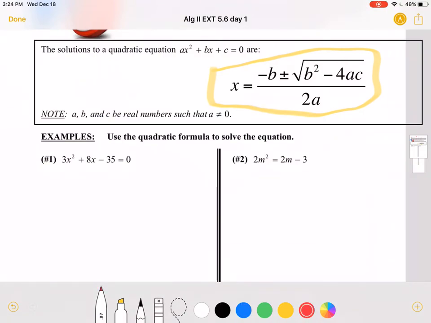The quadratic formula is x equals the opposite of b plus or minus the square root of b squared minus 4ac, all over 2a. Those a, b, and c values come in here. Your a is always attached to the x squared, your b is always attached to the x, and your c is always the constant on the end.